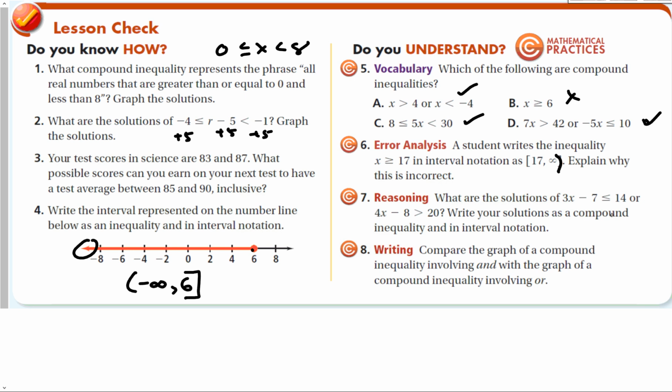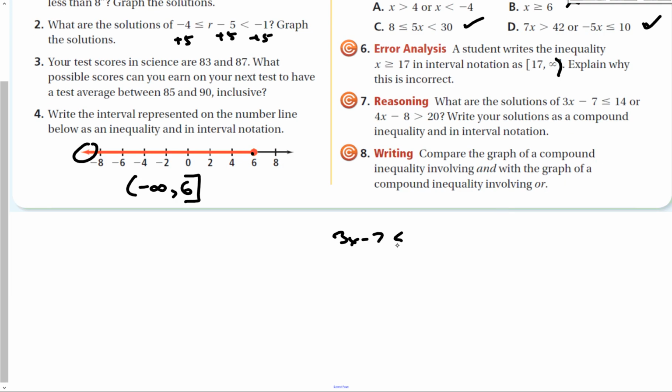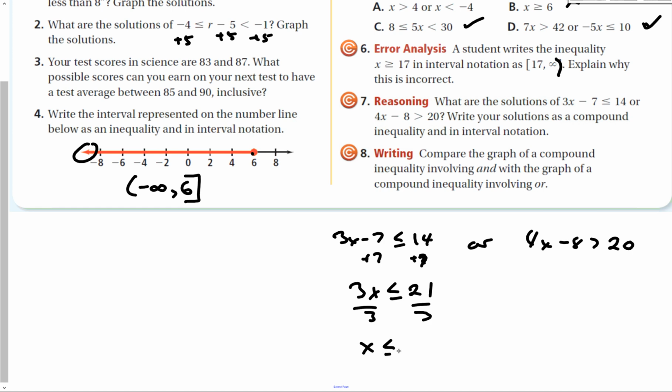What are the solutions of this inequality or this inequality? This is actually an interesting one. We have 3x minus 7 is less than or equal to 14, or 4x minus 8 is greater than 20. Add 7 to both sides, so 3x is less than or equal to 21. Divide by 3: x is less than or equal to 7. Or add 8 to both sides, so 4x is greater than 28.